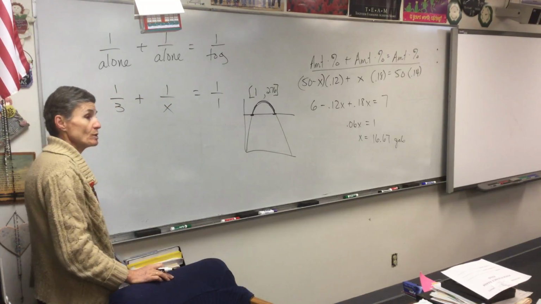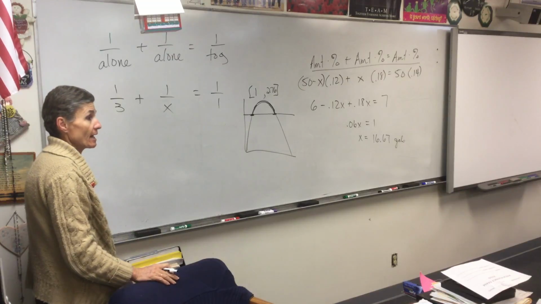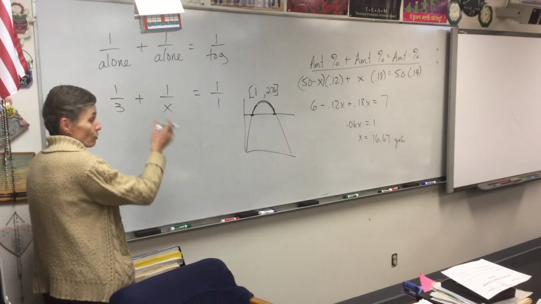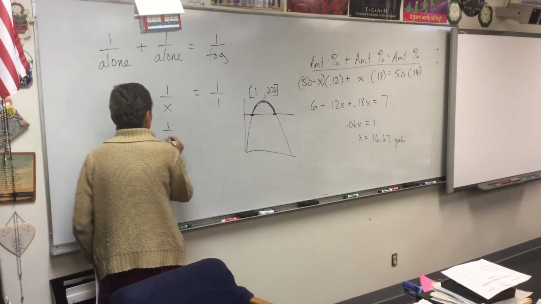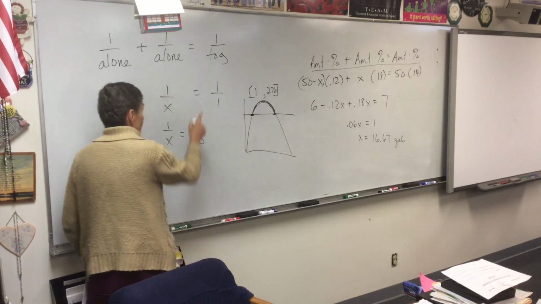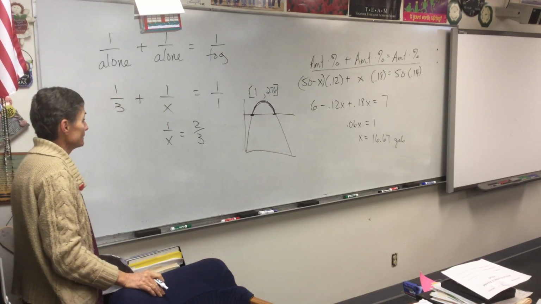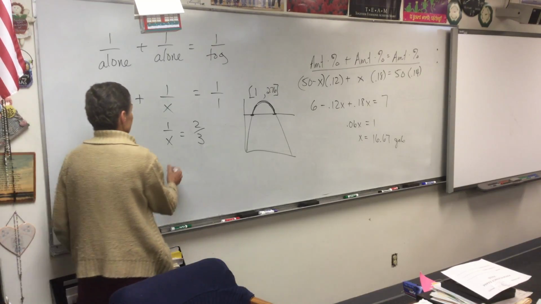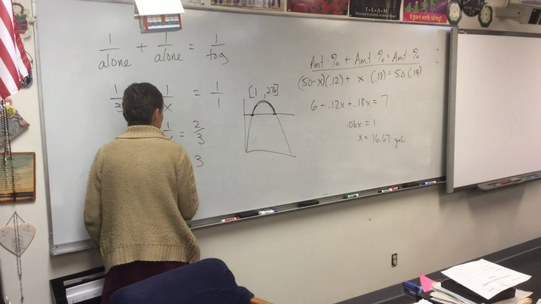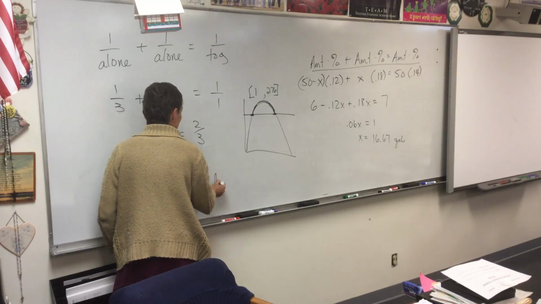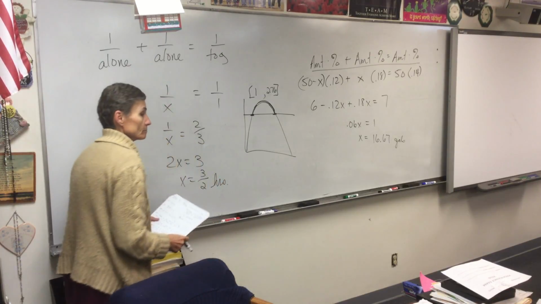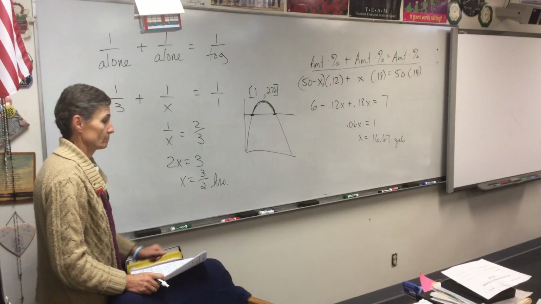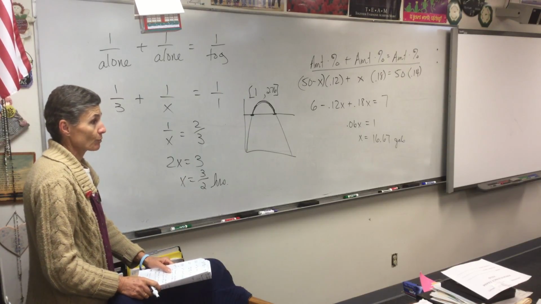How do you suggest we solve an equation that looks like that? You could subtract 1/3. You don't have to, but it would be easy to do that, right? 1 minus 1/3. And then cross multiply. So how long does it take Emma alone? An hour and a half. 3/2 hours.